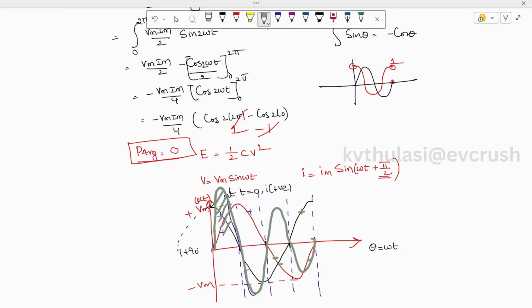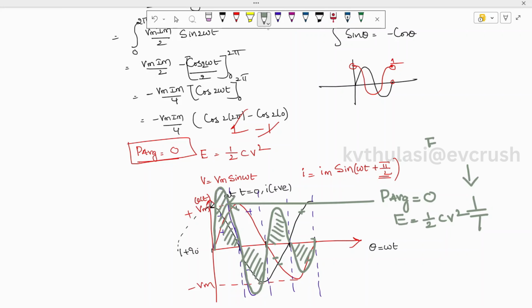So the area of a positive half cycle and negative half cycle are both the same. Whenever in a positive half cycle you have positive area, in the negative you have a negative area. Therefore, the average power consumed by a pure capacitor is 0. And similarly, here also in the half cycle you have equal area in positive and equal area in negative. Therefore, the energy stored by a capacitor is given by the formula half CV square. This is all about how a capacitor stores the energy in electrostatic form. So here it stores the energy by a technique of electrostatic form.